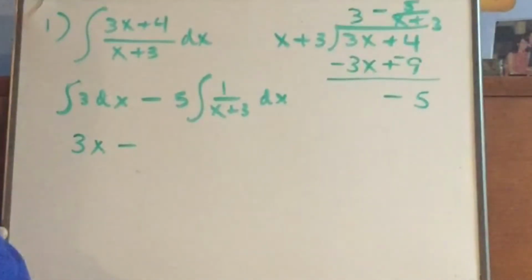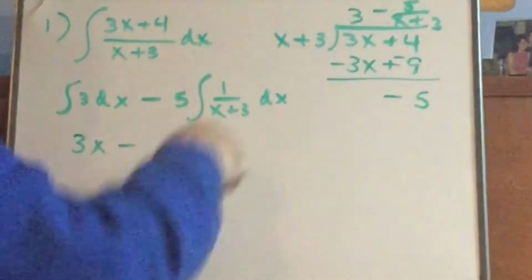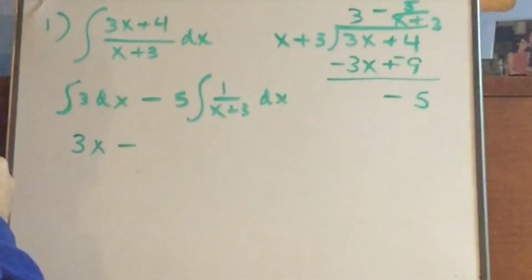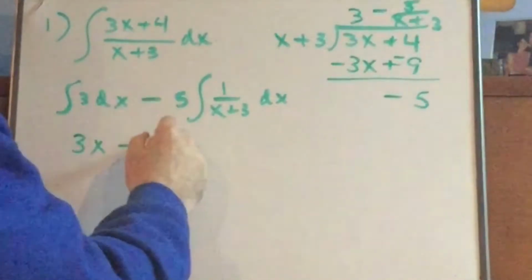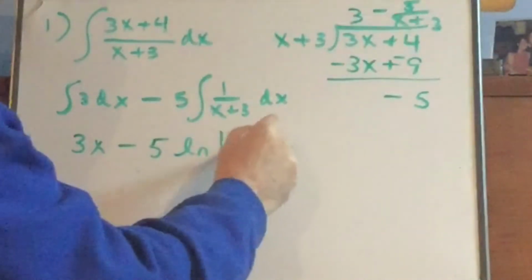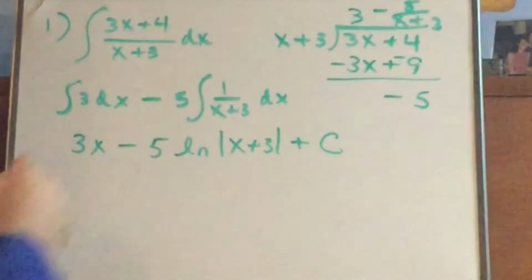And the antiderivative of 5 times the integral of 1 over (x + 3), this is an ln case. The integral of 1 over x would be ln of the absolute value of x. So this will be 5 ln of the absolute value of (x + 3) plus c.